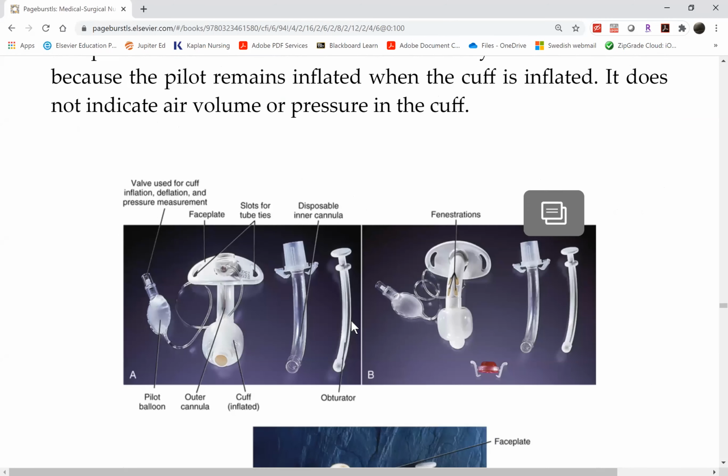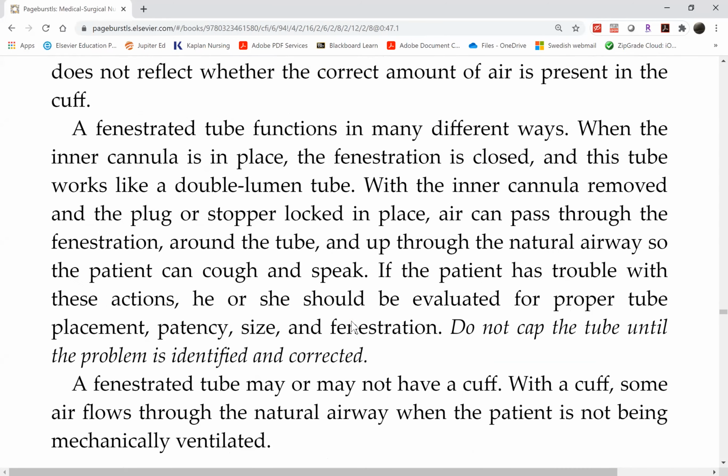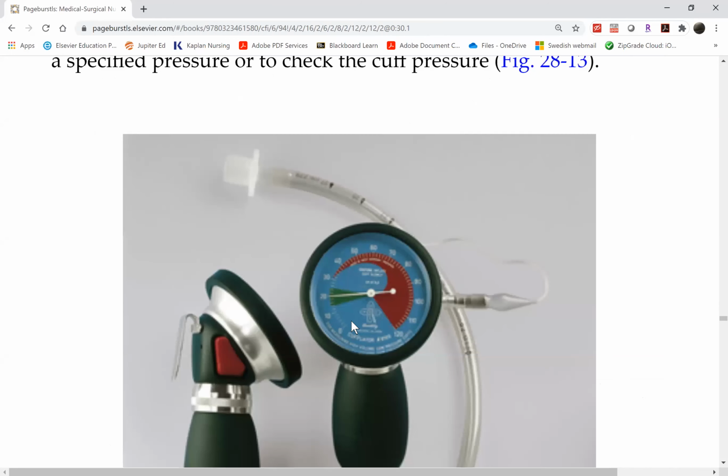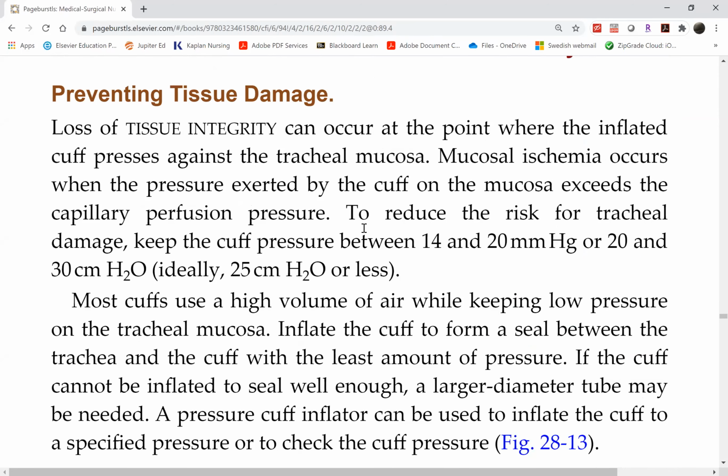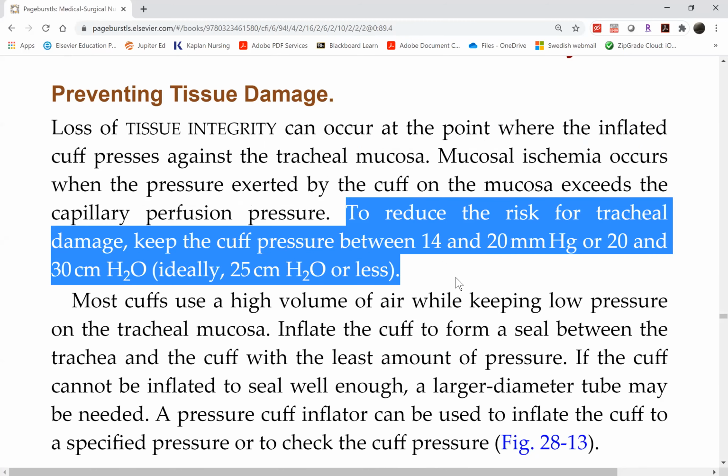Now, to inflate the cuff, the pressure must be between, right here, page 539. To reduce tracheal damage, because remember the trachea also has blood supply. If you inflate the cuff too much, that will compress the vessels on the trachea, leading to ischemia and then tracheal necrosis.